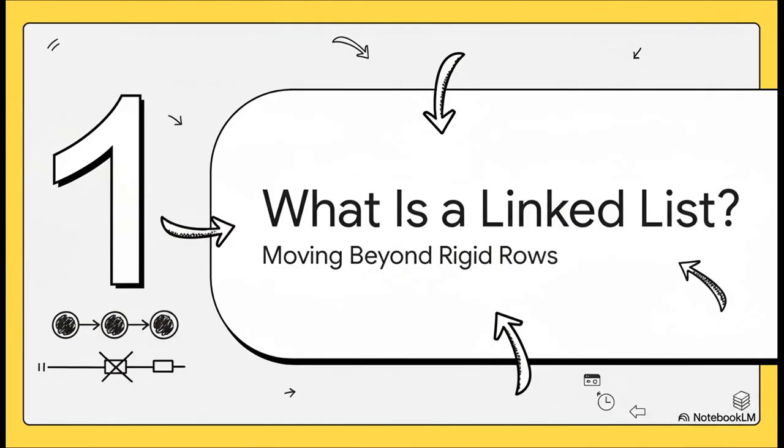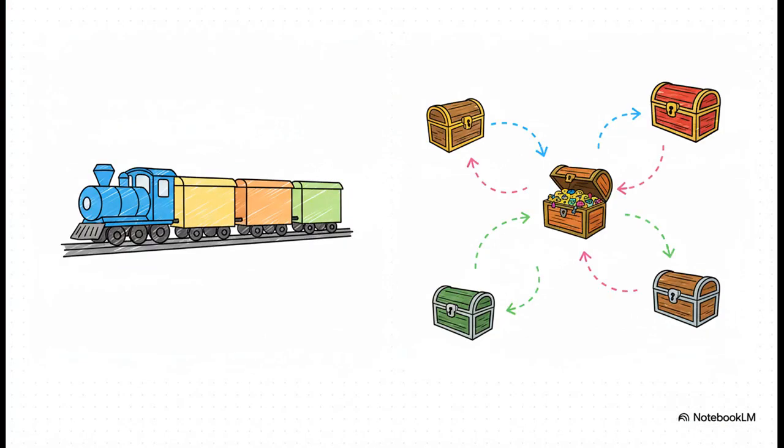All right, Section 1. What is a linked list? Let's talk about moving beyond those rigid rows you might be used to. To really wrap your head around a linked list, it helps to compare it to something we all know, an array. An array is like a train on a fixed track. All the cars are right next to each other in a neat, contiguous block of memory. Super rigid. A linked list? Totally different vibe. It's more like a scavenger hunt. Each clue doesn't just give you a piece of the prize, it tells you where to find the next clue. And that next clue could be anywhere.